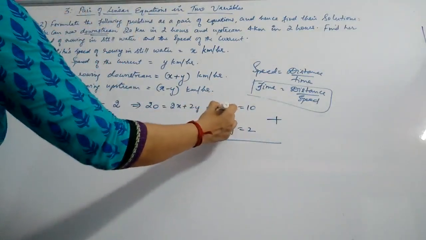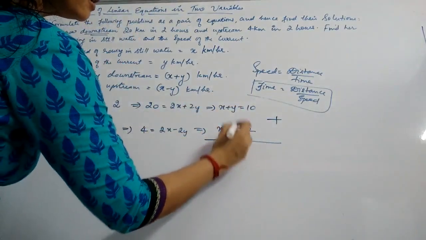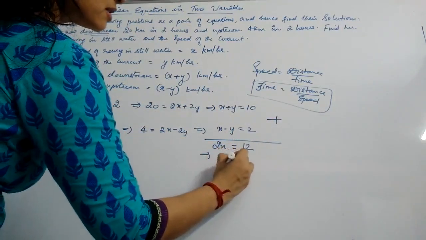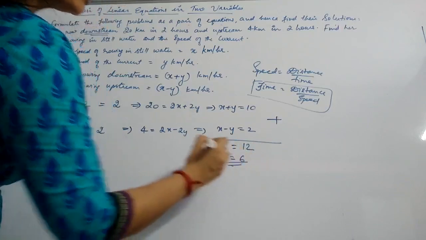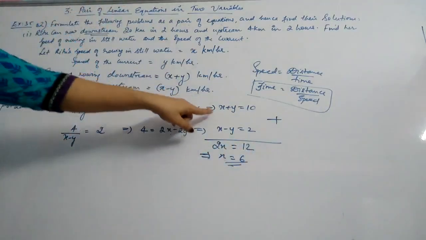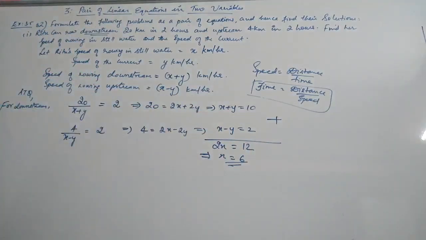You will get left side to be 2x, y gone, right side to be 12, which will give you x is equal to 6. Okay, what is x? We will just replace it after that. Now we need to find out what is y. You can use any of the equations in order to find out your y.